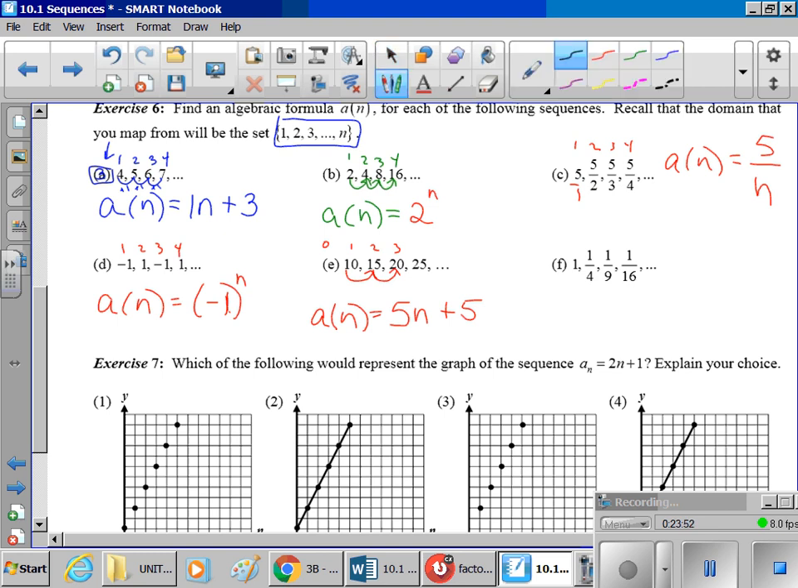And the last one, 4, 9, 16. Right away, I see perfect squares. You know me, I love my perfect squares. So I'm going to remind you that here's my first term, my second term, my third term, my fourth term. So I'm going to have a sub n is equal to, it can't just be n squared, it's got to be 1 over n squared, right? Because when n is 1, I get 1 over 1, which is 1. When n is 2, I get 1 over 2 squared, which is 4. When n is 3, I get 1 over 3 squared, which is 9. That works.